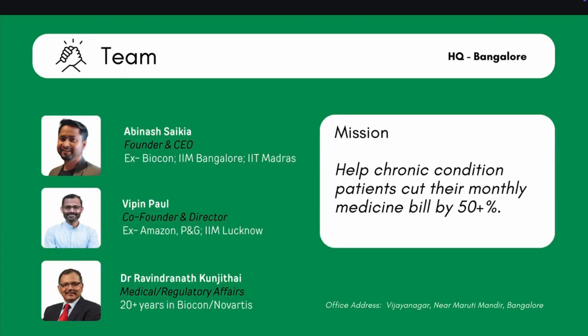Let's talk about the mission and team. So our mission is to help chronic condition patients cut their medicine bills by about 50 to 70%. Okay, and the team is founded by Abnash Raikia, Vipin Paul, Ravindranath Kunjithai. They are from a very experienced background in healthcare. And our official address is in Vijayanagar, near Maruti Mandir, Bangalore.